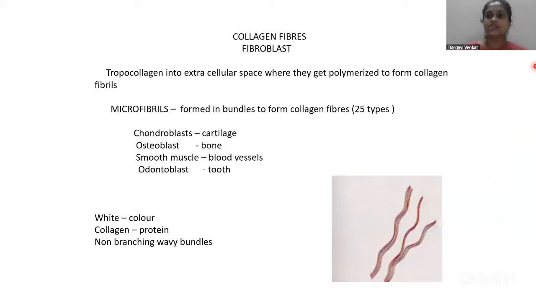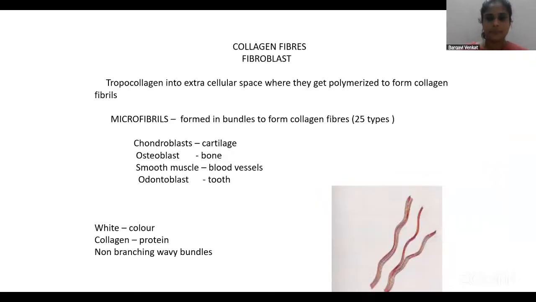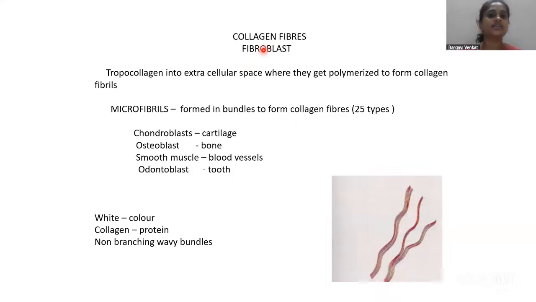So coming on to the collagen fibers, your collagen fibers are formed by your fibroblasts. We saw two types of cells, right? Wandering cells and fixed cells. One such fixed cell was your fibroblast, right? So this fibroblast is responsible for forming these collagen fibers.